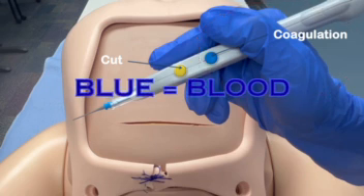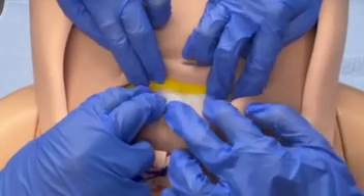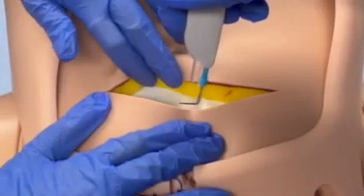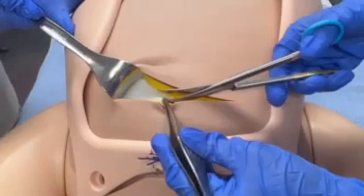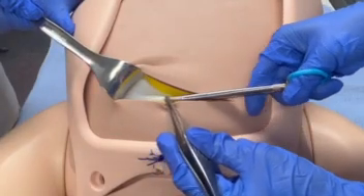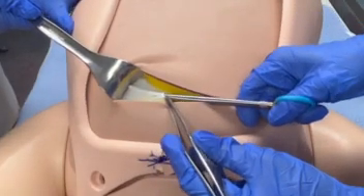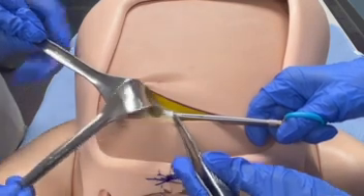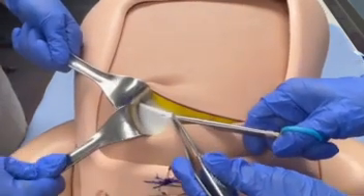Think blue equals blood. After dissecting through the subcutaneous layer and visualizing the fascia, the anterior abdominal fascia is incised at the midline, either sharply or using the cut function of the monopolar electrosurgical tool. The fascia is then extended laterally on both sides by either blunt technique or, as shown here, sharp technique.